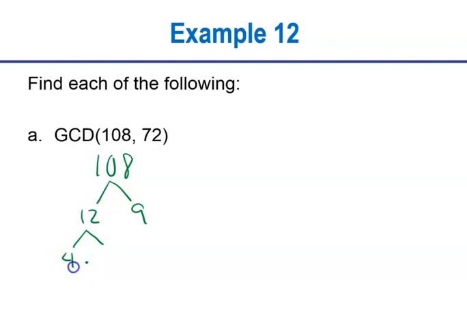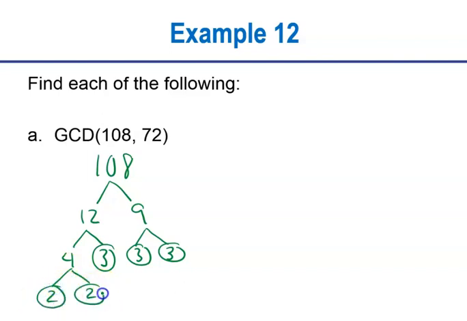12 breaks down into 4 times 3. 9 breaks down into 3 times 3. Remember, we circle the branches that end with prime numbers, but 4 breaks down into 2 times 2. So it has to be all prime numbers, which means 108 has a prime factorization of 2 to the second power times 3 to the third power. And I'll refer back to that in just a minute.